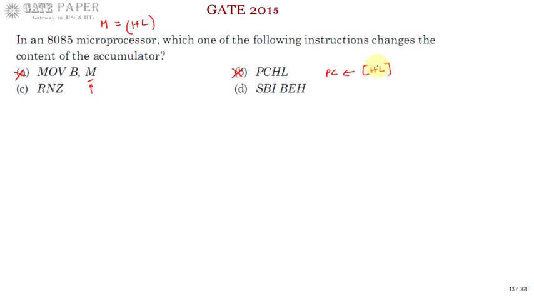Whenever HL is loaded into PC, the contents of H are placed in the higher order byte and the contents of L are placed in the lower order byte. Okay, next, the third one, RNZ.